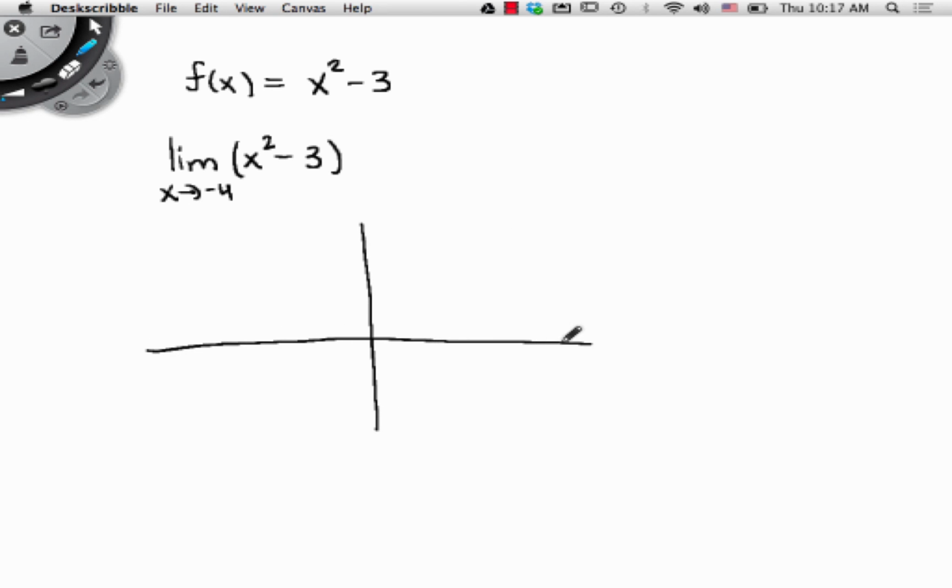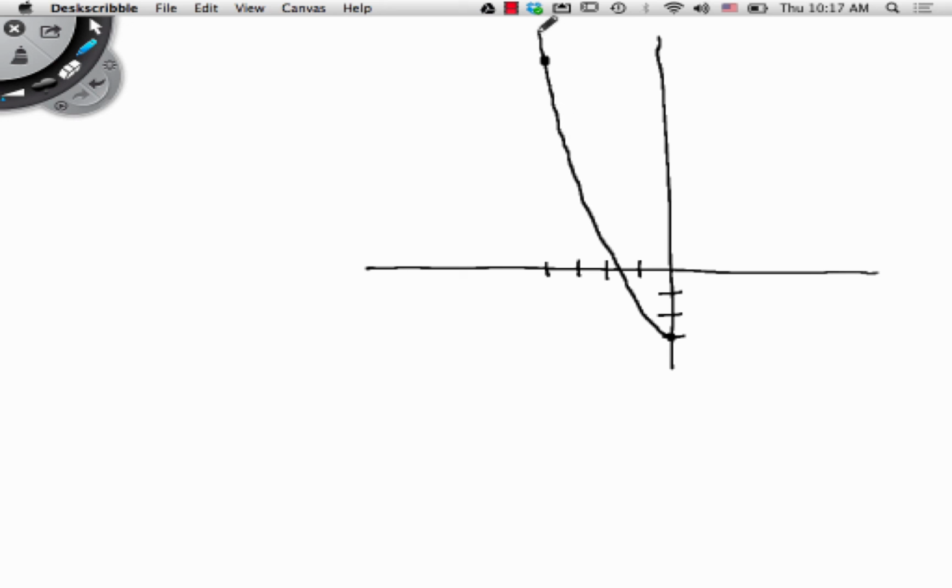All right, let's graph it. What does x squared minus 3 look like? Let's see here. So 1, 2, 3, 4, which means this thing goes up. 1, 2, 3, 4. Plug in 4. 4 squared is 16. 16 minus 3 is 13. Is that right? They give you a graph, but they just ask you to find the limit. All right. So there it is.